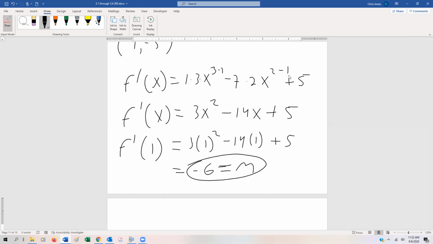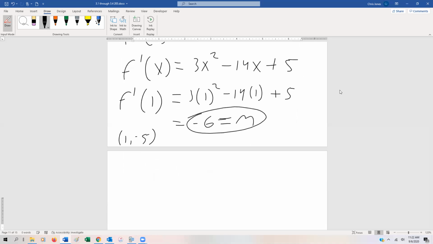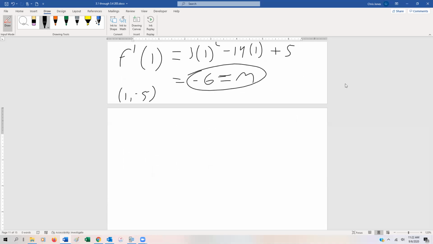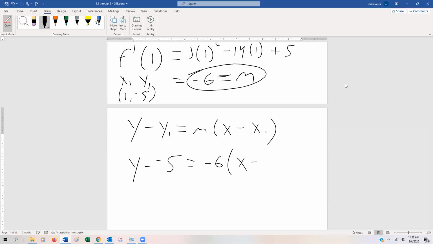And at this point, we remember that the point that we were looking at was (1, negative 5) on the function. And let's just go through and finish this off. We have our formula, y minus y1 equals m times x minus x1. So we're going to get y minus a negative 5, because that's our y1. We have our slope, which is negative 6, and we have x minus 1, which is our x1.